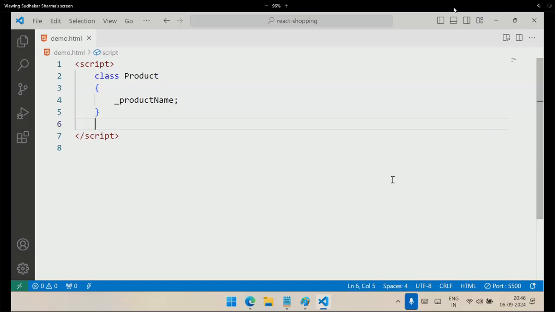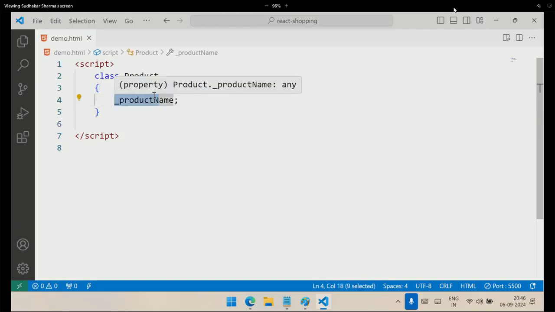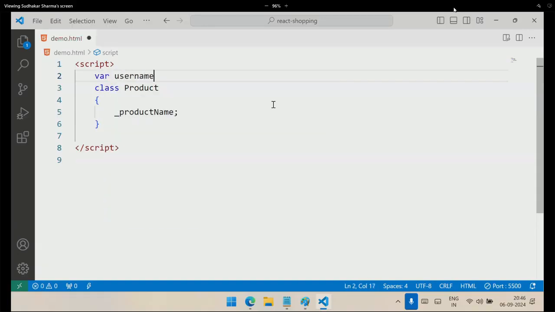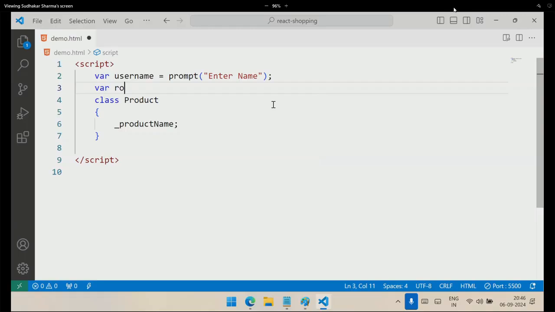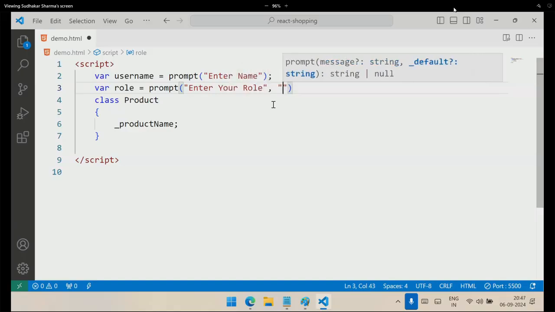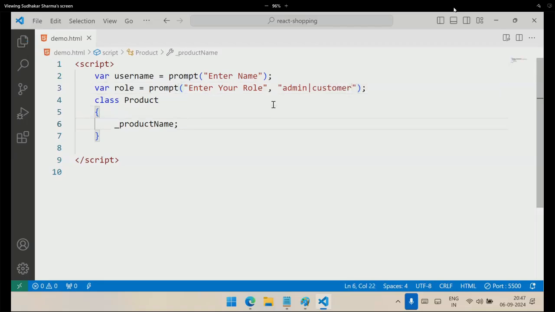It's a traditional approach. Now, generally, into this property anybody can store and anybody can read. There is no restriction for this. Now I want to restrict it. So how? We will ask for a username, taken from a prompt, enter name. We will ask for a role, taken from a prompt, enter your role. The role can be admin, or it can be customer. Now if the role is admin, he must be able to store some value into product name. He can change the product name. But if the role is customer, he cannot. He can just see. He cannot assign.